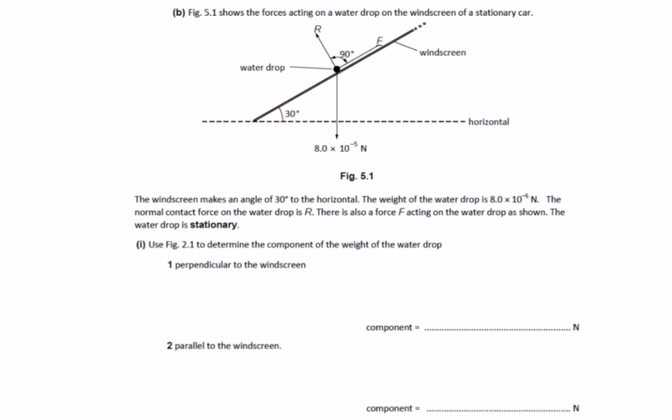So if we add up all 3 of these forces, they have got to add up to being 0. So we've got to use figure 2.1 to determine the component of the weight of the water drop in the perpendicular direction and parallel to the windscreen. So let's just have a look at that. If I take the raindrop, I can think of it as being a component that is into the windscreen and a component that is parallel to the windscreen, and that angle there is my 30 degrees, which is the same as that angle down there. Sorry, my pen's not being very good.